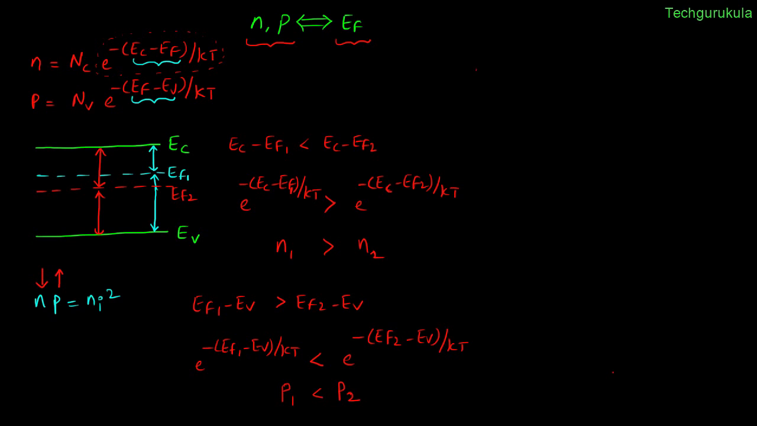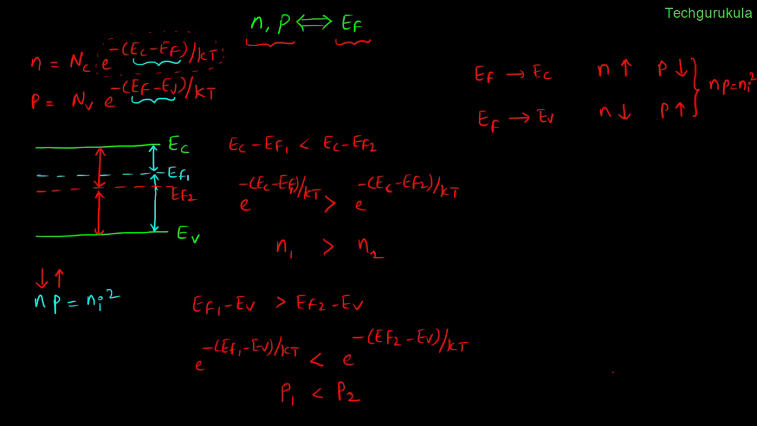So we can say as we move EF closer to Ec, the electron concentration would increase and the hole concentration would decrease. If EF is moving closer to Ev, which means moving away from Ec, the electron concentration would decrease and the hole concentration would increase. But in both cases, the product of n and p would always satisfy the mass action law, which is np is equal to ni square.